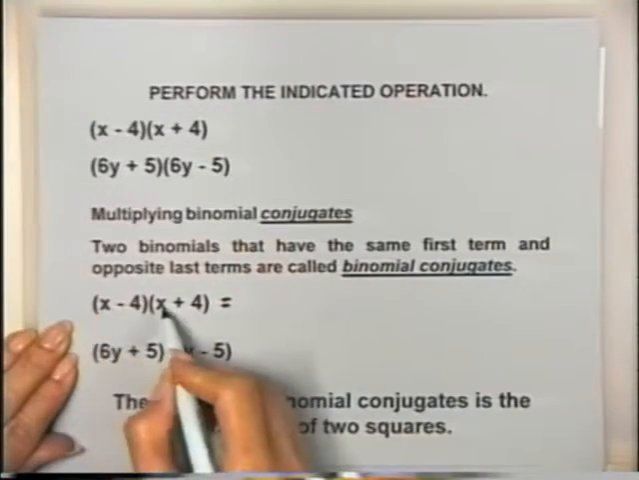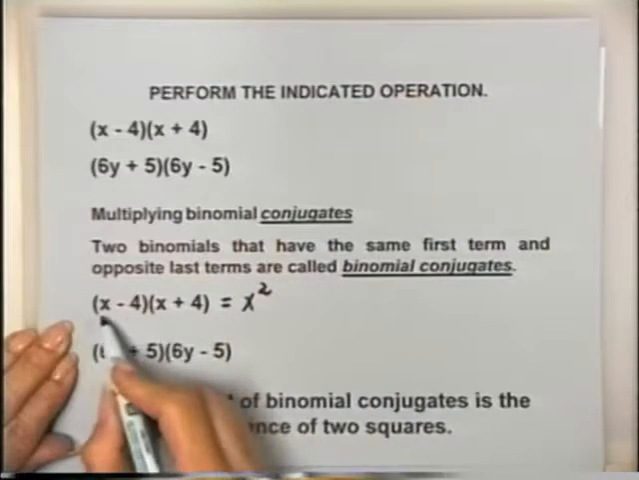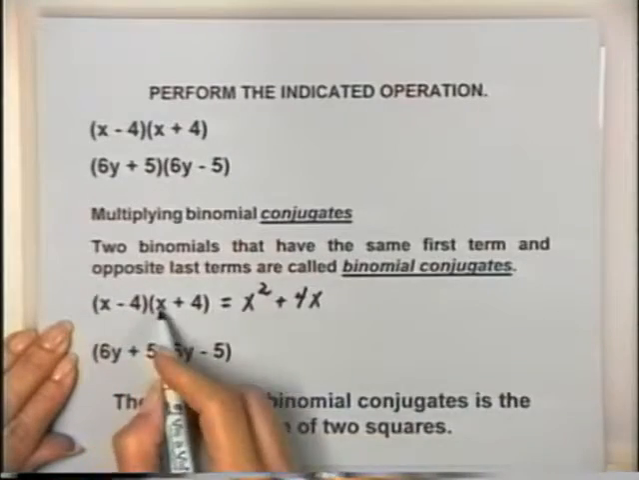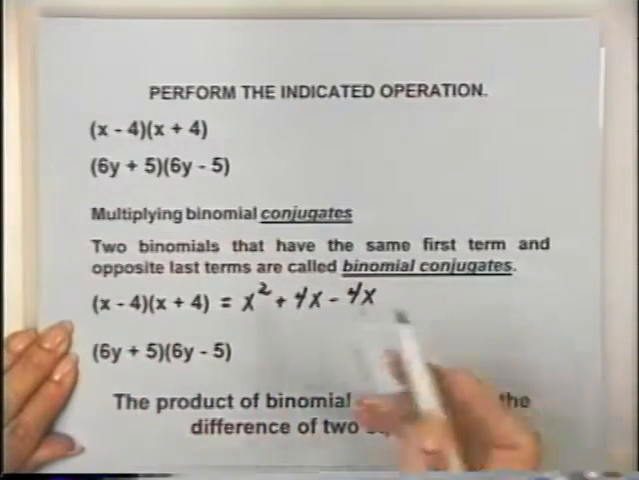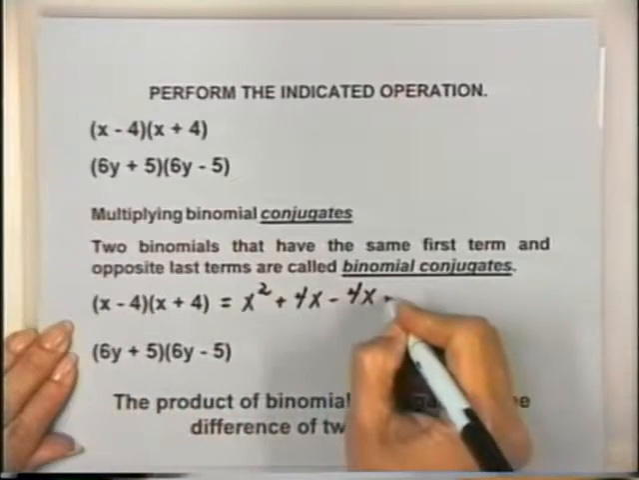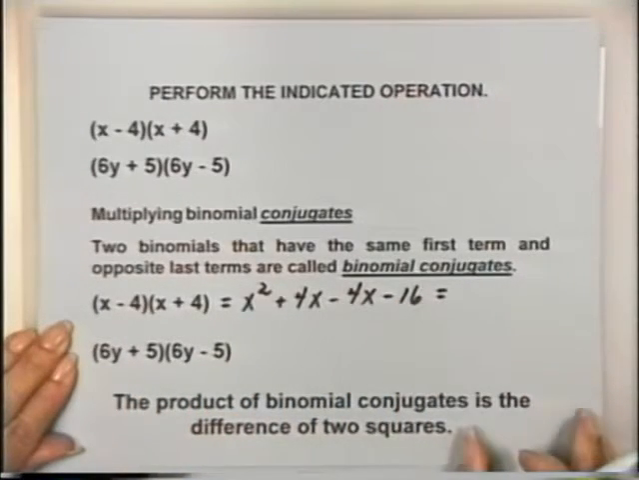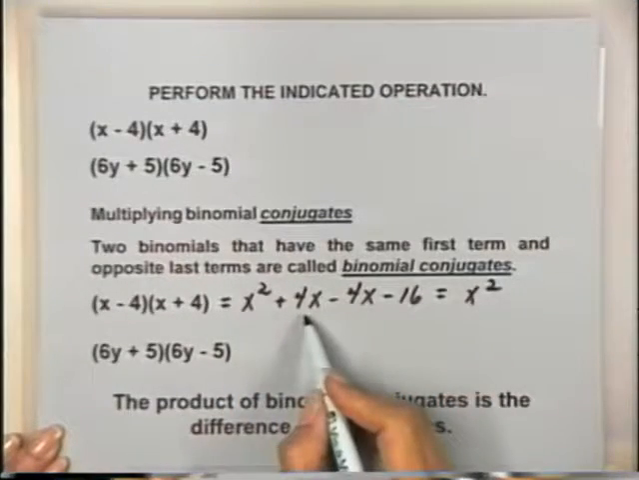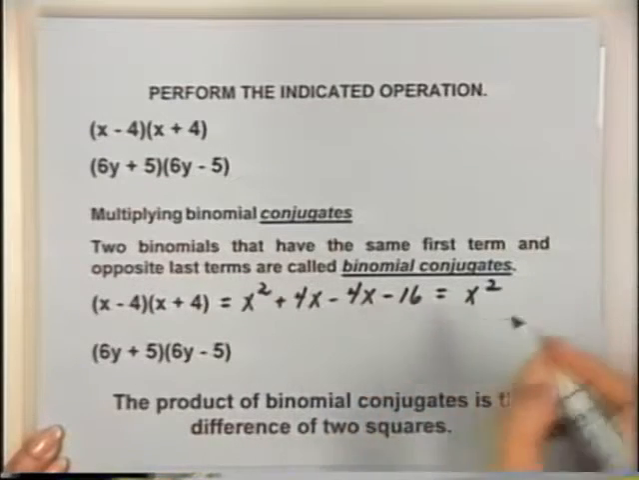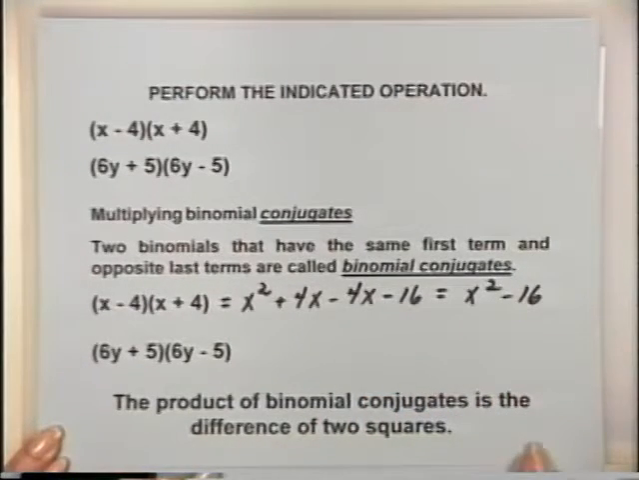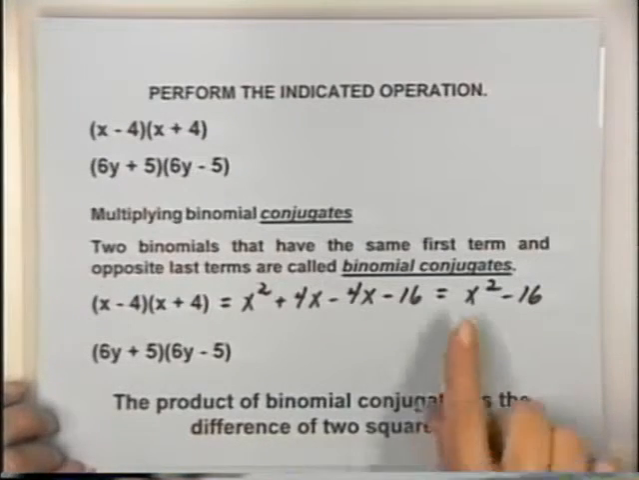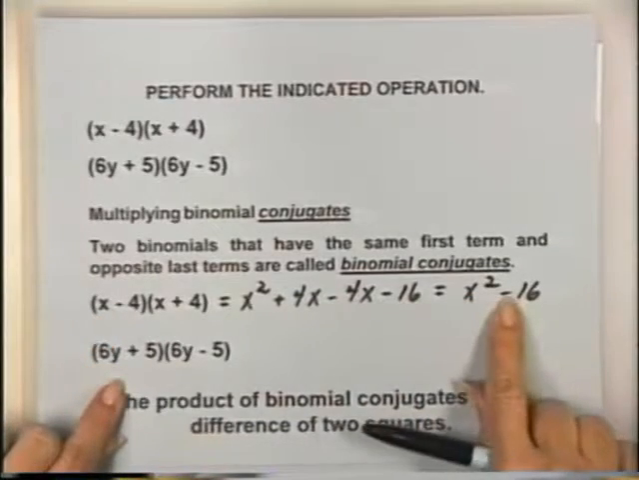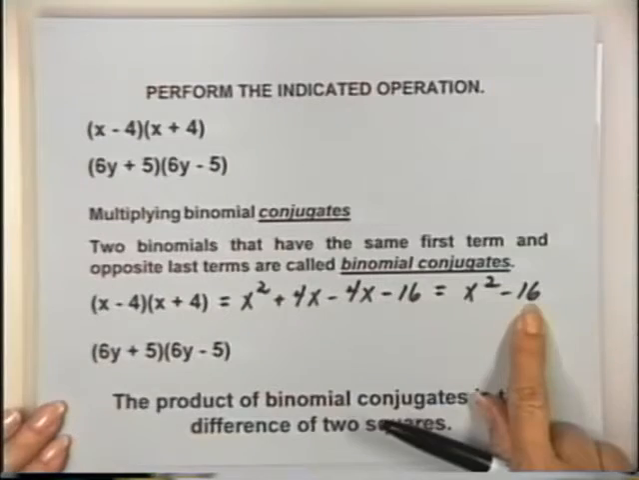We will say x times x is x squared. We will say x times 4 is positive 4x. Negative 4 times x is negative 4x. Negative 4 times positive 4 is negative 16. Notice what happens. We have our x squared. 4x, subtract 4x will cancel. We are left with minus 16. We are left with x times x, or x squared. Subtract 4 times 4, or 16.